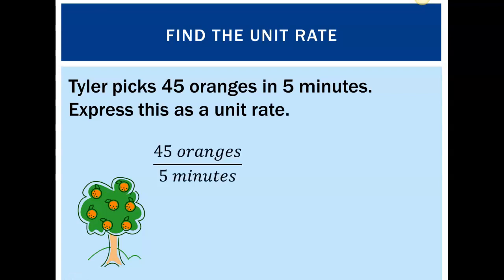To express this as a unit rate, we will then need to simplify our rate. In order to do this, we must divide 5 minutes by 5, because 5 divided by 5 equals 1. Whatever we do to the denominator, we must also do to the numerator. So that means that we need to divide both the top and the bottom by 5. You will always divide both the top and the bottom by the denominator. Once we do this, we have our unit rate. Tyler can pick 9 oranges in 1 minute.